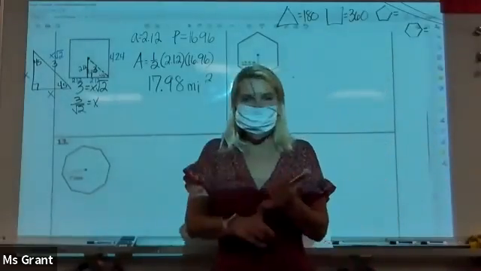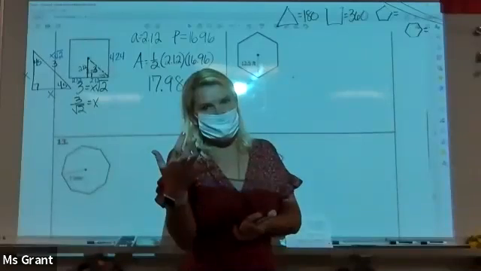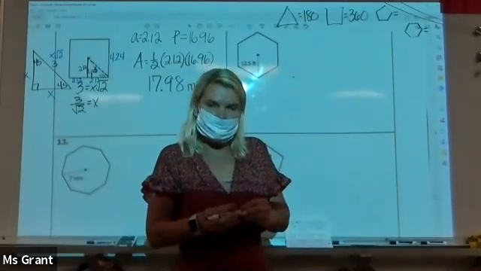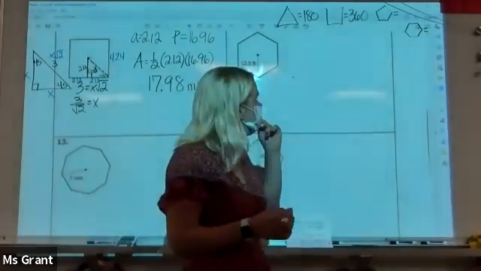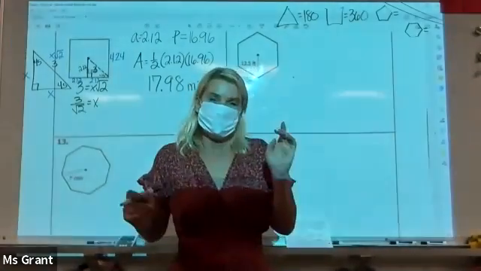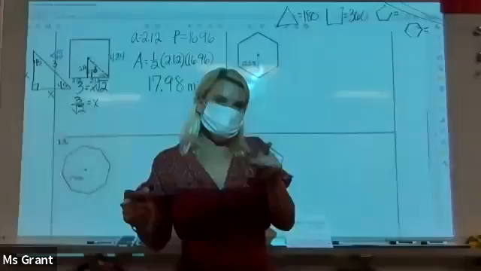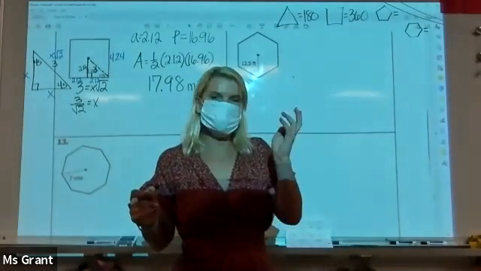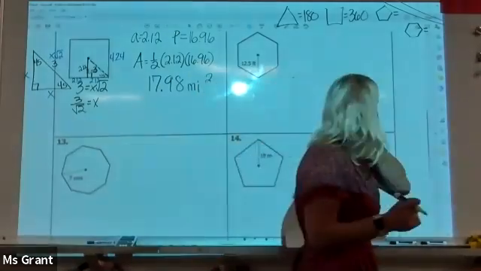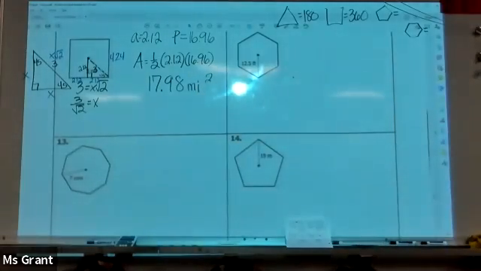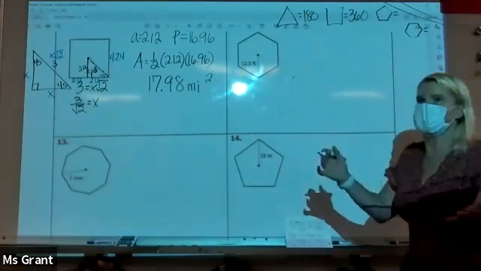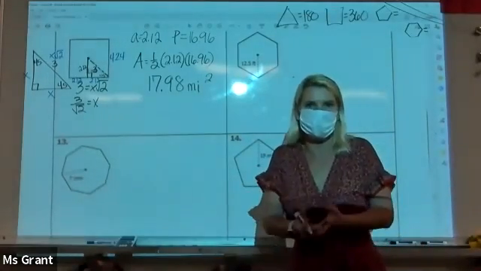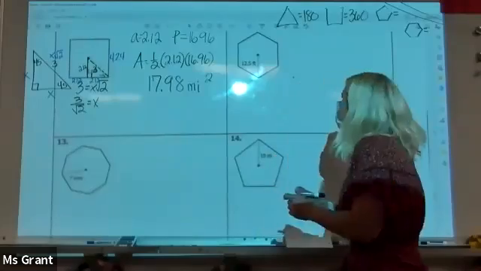It's 180 times 5 minus 2, 180 times 3, the total degrees, and then we divide by 5 to get each. Somebody else work on the hexagon. 180 times 6 minus 2, so 180 times 4, and then I divide by 6 to get each angle, because this is something you might want to have handy on your quiz so that you're not finding the sum of the interior angles over and over again.